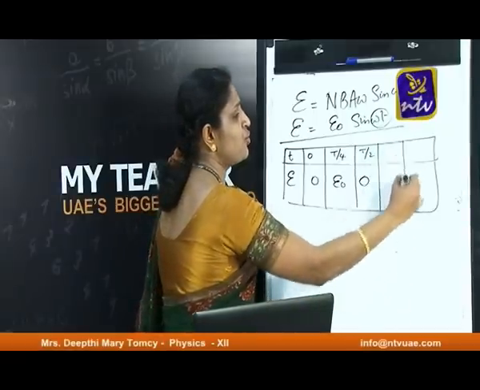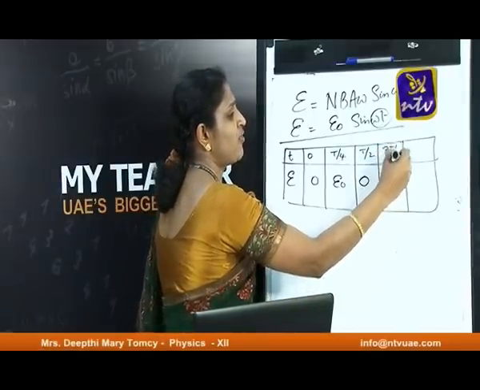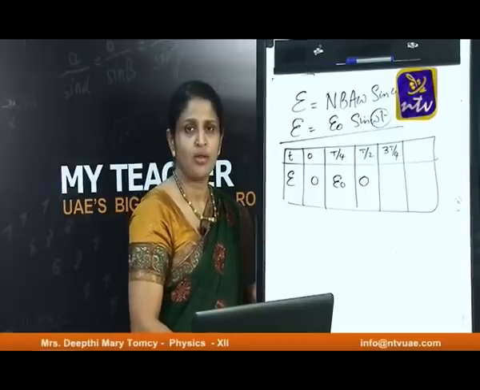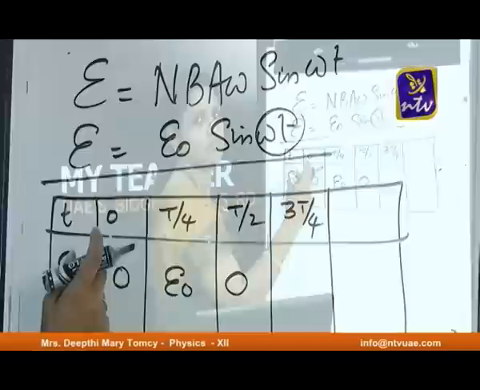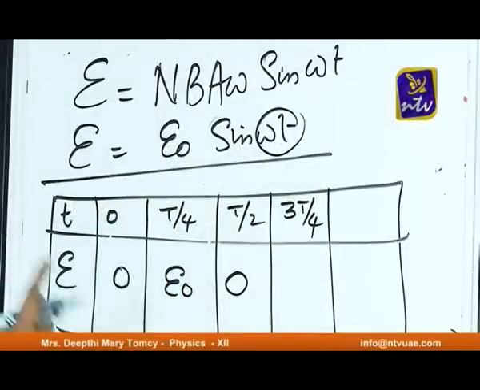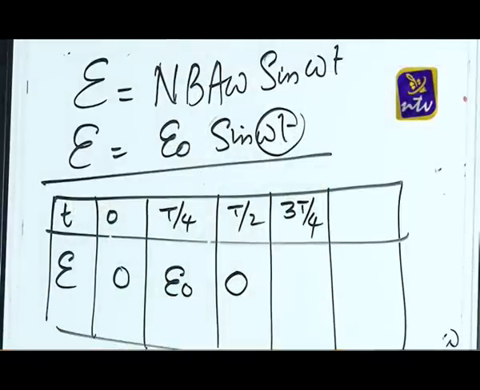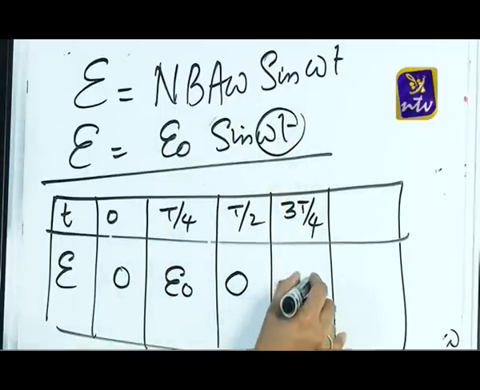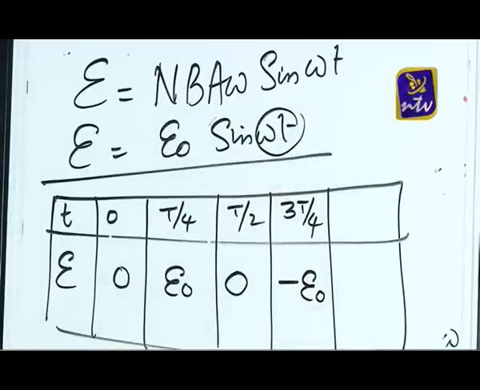Now coming to 270 degrees, you have completed around 3/4 of the rotation. 0 degrees you started, 1/4 of the revolution gives 90 degrees, half of the revolution 180 degrees, 3/4 of the revolution 270 degrees. Sin 270 is minus 1, so you get minus E0.